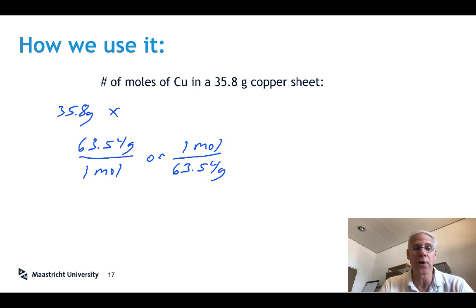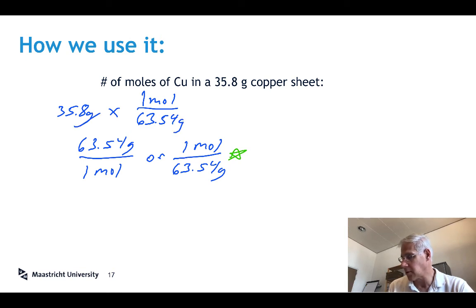Now, we want this calculation to end up as moles, so we want to have moles on the top. We want our grams to cancel, so we want our grams on the bottom. So this is the conversion factor that we're going to want. So when we write 1 mole per 63.54 grams, you can see our grams cancel out. Grams cancel and just leaves us with moles. Okay, and I'll leave the math to you so you can see how that comes out.